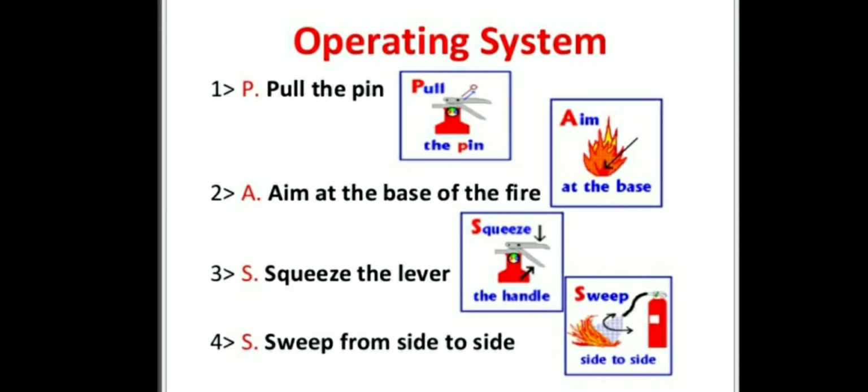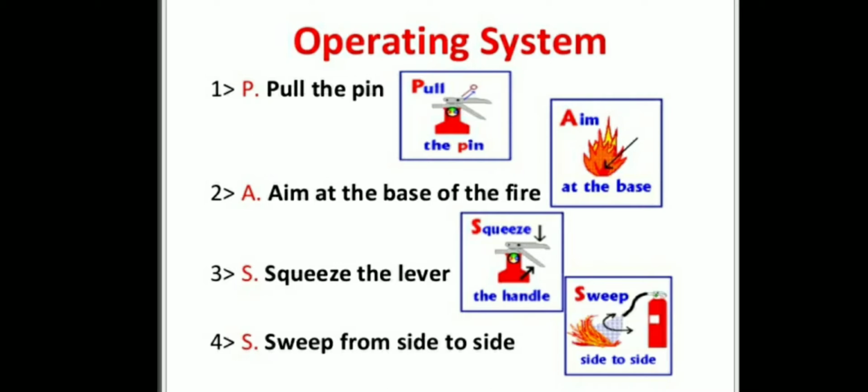So next, A is aim at the base of the fire. This is the operating system, meaning how we have to use the cylinder. First, we have to remove the pin of the cylinder. Second, aim at the base of the fire. We have to aim at the base of the fire.